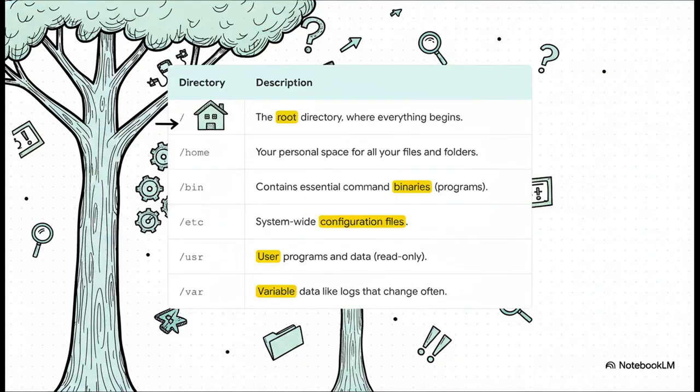It's called the File System Hierarchy Standard, or FHS for short. Just think of that single / as the trunk of a giant tree. It's the root of the whole system. All your personal stuff, that's going to be in /home. The essential programs you run, they're called binaries, they live in /bin. And system-wide configuration files are tucked away in /etc. Once you know these main landmarks, it's pretty hard to get lost.